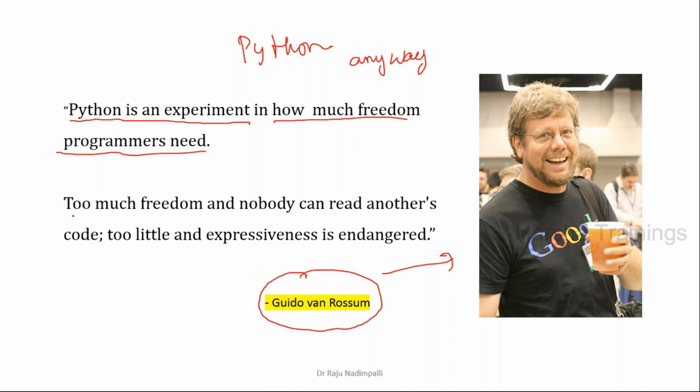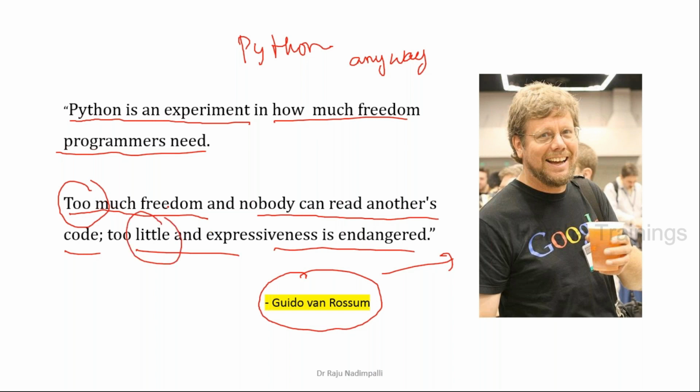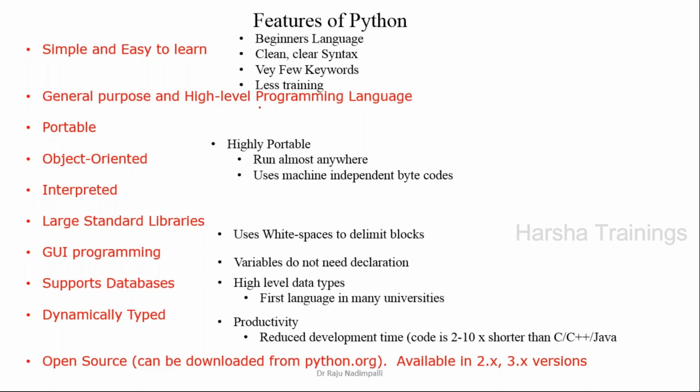He also quoted another thing: too much freedom and nobody can read another's code; too little expressiveness is endangered. In the first statement he said programmers have freedom, but he also mentioned some restriction: too much freedom and too little freedom. Now, first of all, let us start. Whatever language we are learning, we should know the basic features of that language. Then only we can create a boundary for that language.